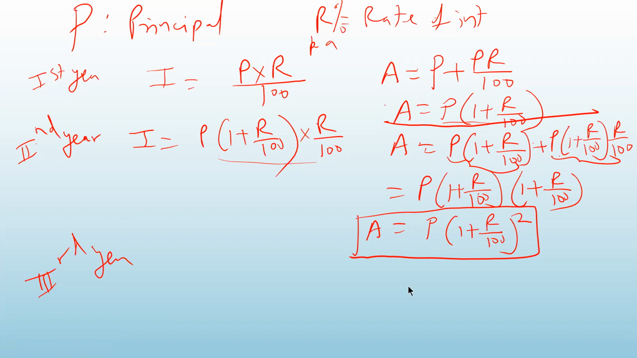That means second year's amount. In the third year, the amount you will get will be P into 1 plus R upon 100 raised to power 3. If it is for the fourth year, then you will get power 4. So in this way, you get a formula for calculating the amount.